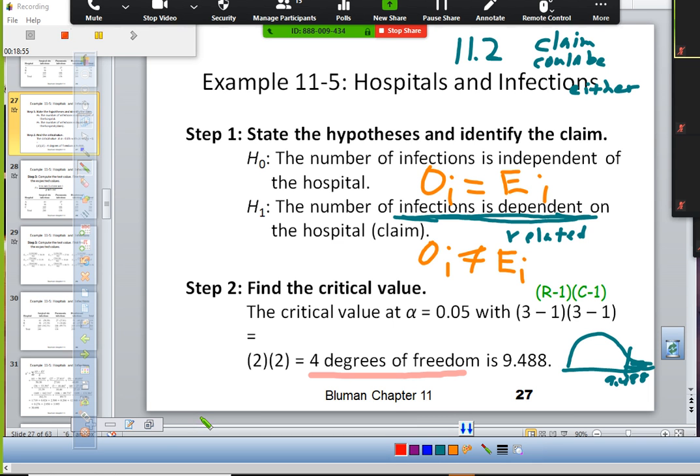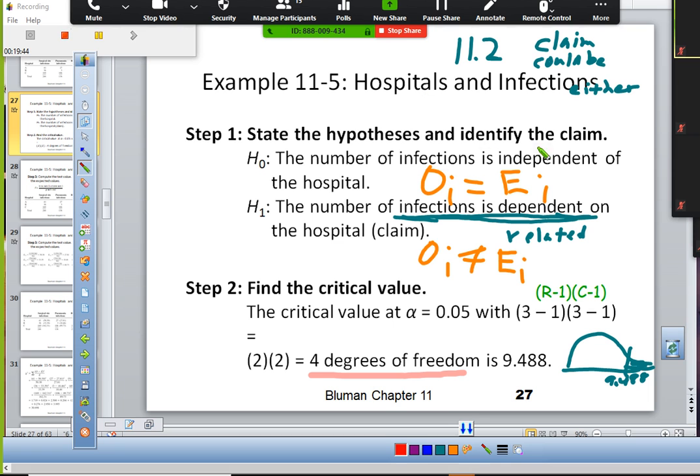Alpha. Whenever alpha is not stated, then alpha is 0.05. If we don't give you alpha, then you should always assume that alpha is 0.05 because generally speaking in statistics, what's our guideline for unusual? Typically 5% or less. So that's our alpha, typically 5% or less. Okay, good.